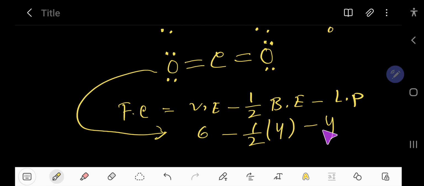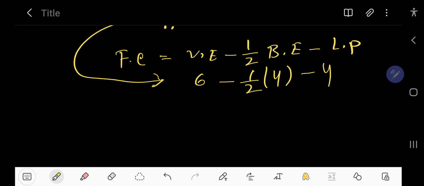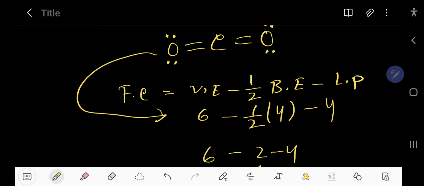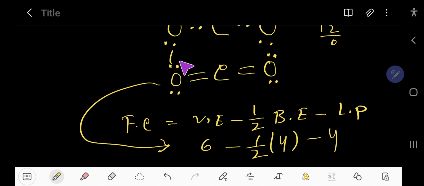So if you do the calculation, what will happen? 6 minus 2 minus 4, that is 6 minus 6, that is 0, right? So the formal charge of this oxygen is 0. This oxygen also, the formal charge of this oxygen will be 0.